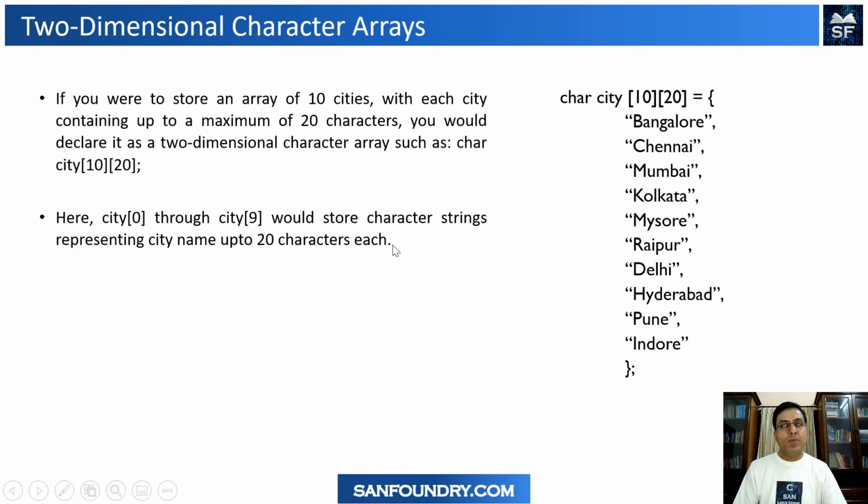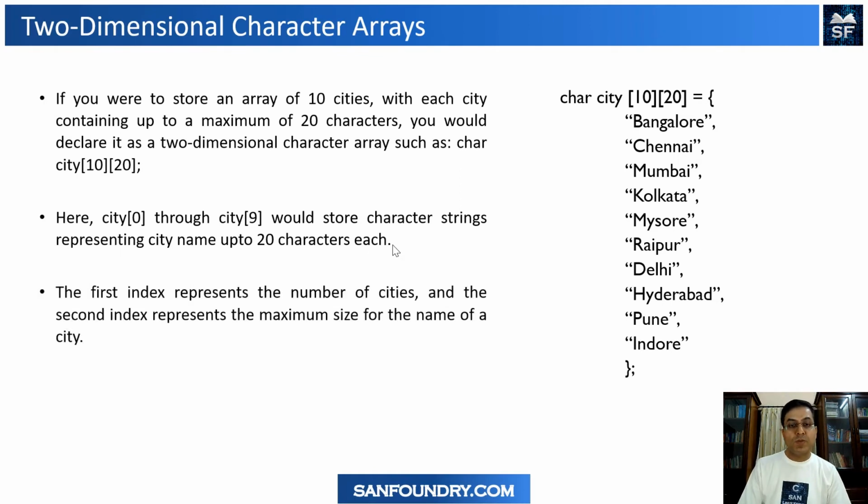Now, this is a common problem, okay? So we have to understand how things work behind the scenes. A lot of interesting things will come actually, okay? So the first index is about the total count of the number of cities, and the second index indicates the maximum size for the name of those cities, right? So I think this is what we understood as a simple statement. We will try to dive further into this example to get some good understanding of a two-dimensional array.